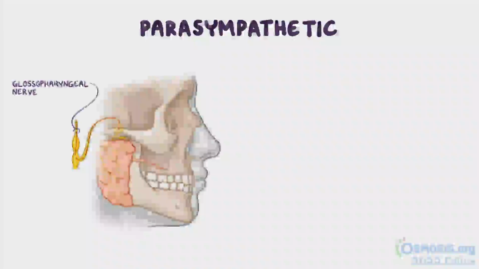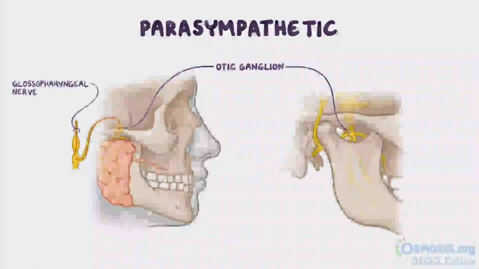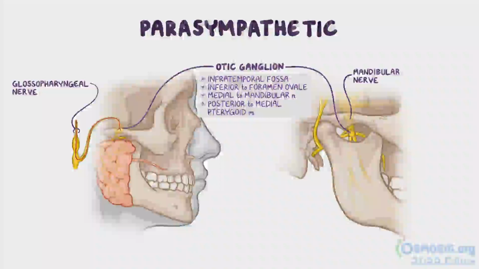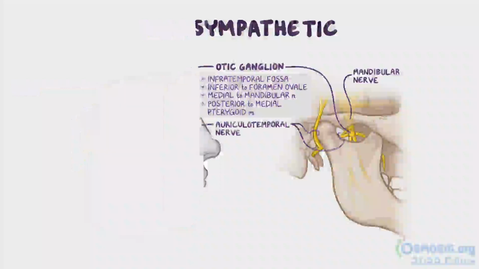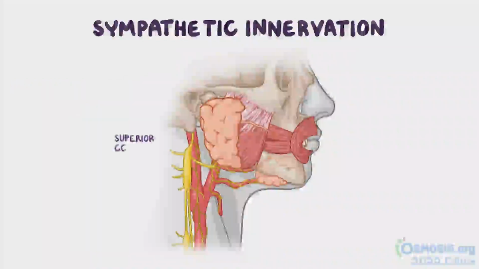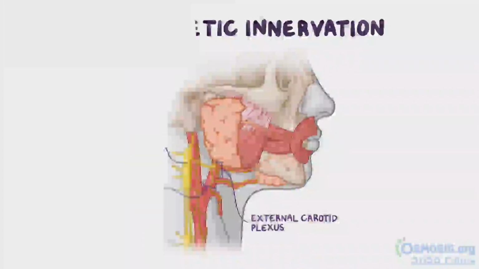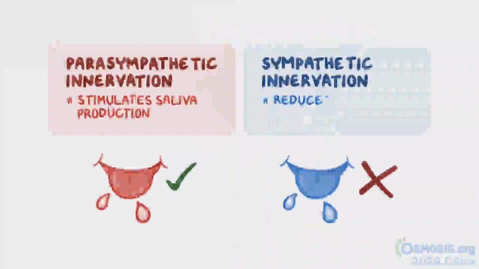The glossopharyngeal nerve sends preganglionic fibers to the otic ganglion, which is located in the infratemporal fossa, just inferior to the foramen ovale, medial to the mandibular nerve, and posterior to the medial pterygoid muscle. From the otic ganglion, the postganglionic parasympathetic fibers reach the parotid gland by hitching a ride along the fibers of the auriculotemporal nerve. Sympathetic fibers are supplied by the superior cervical ganglion via the external carotid plexus, whose fibers travel along the external carotid artery to reach the parotid gland. Parasympathetic innervation stimulates saliva production, while sympathetic stimulation will reduce production.